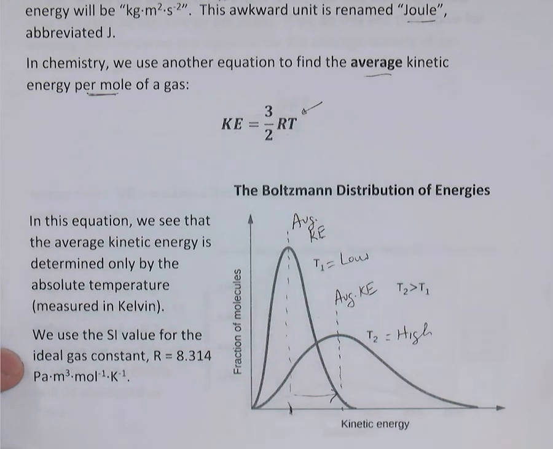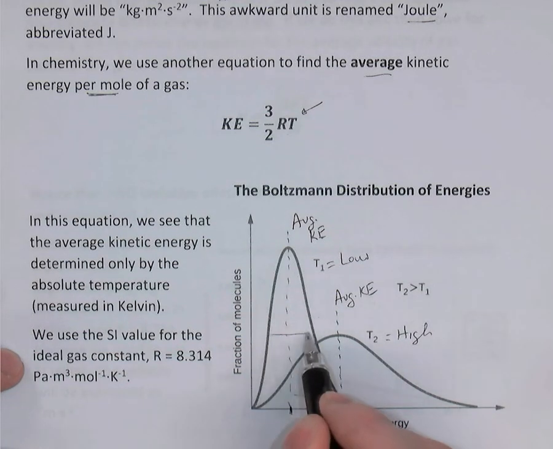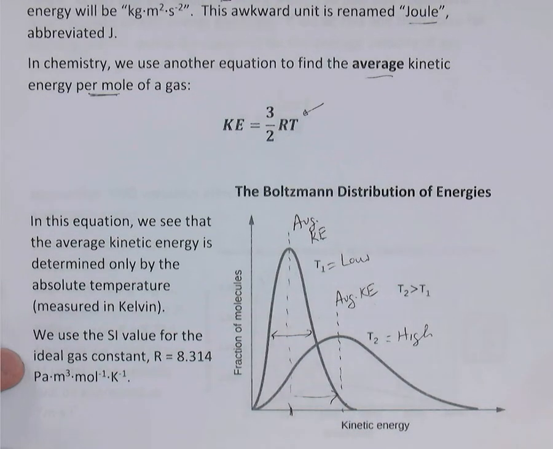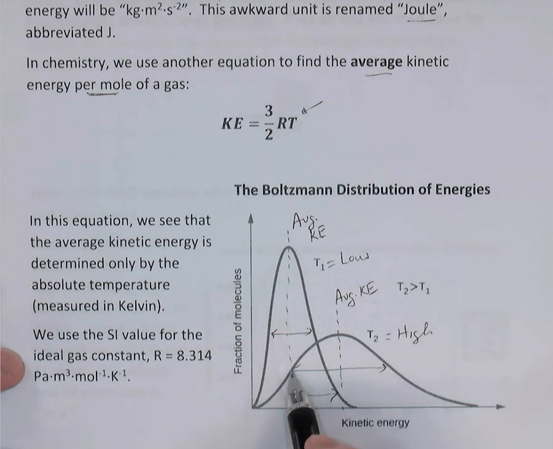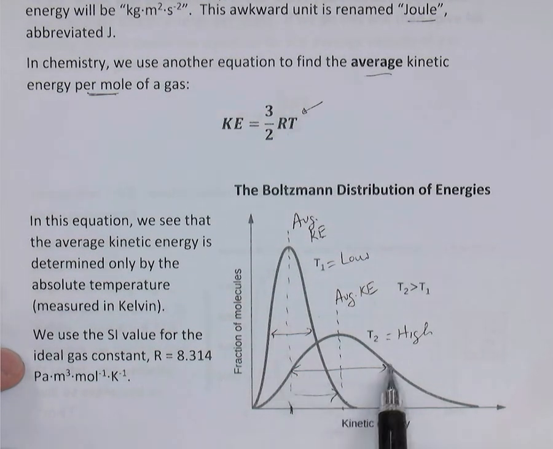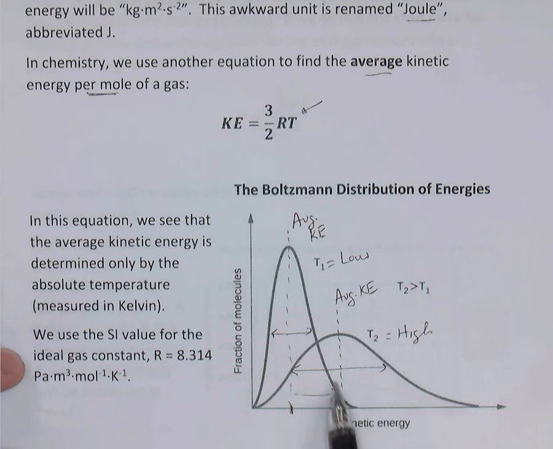But you'll notice a couple of other features of the graphs. When you're at a lower temperature, there's much less variation in the kinetic energies of the particles. The graph is narrower. At a higher temperature, with a greater average kinetic energy, there's also greater variation in kinetic energies. The graph ends up being wider.